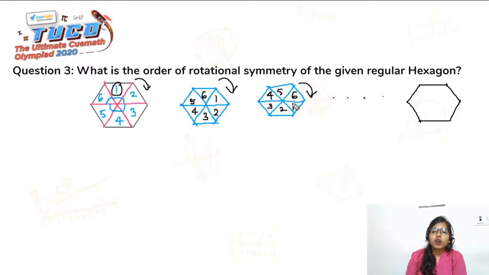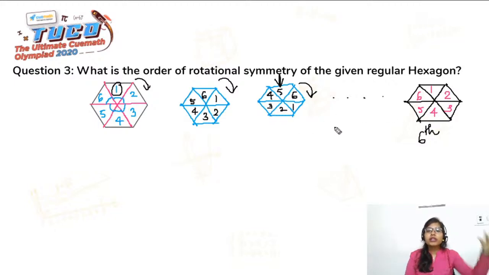In the next rotation, your 1 will shift again. And slowly, this will keep shifting and it will get back to this position at the 6th rotation. Okay. So at the 6th rotation, you will have a hexagon like this, wherein you will again get back 1, 2, 3, 4, 5, 6. Right. So this was one whole rotation. We have made 6 rotations. 6 as in one whole revolution contained 6 parts.